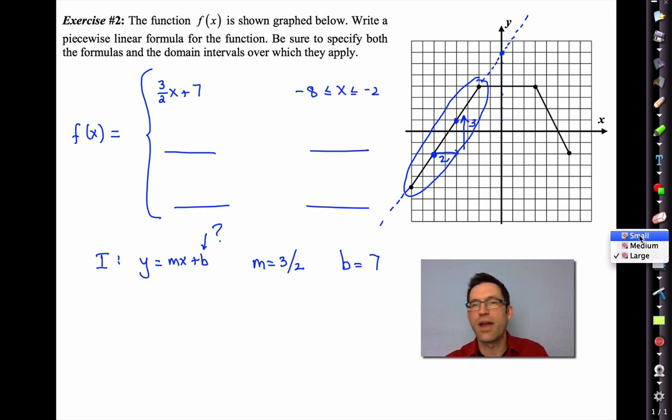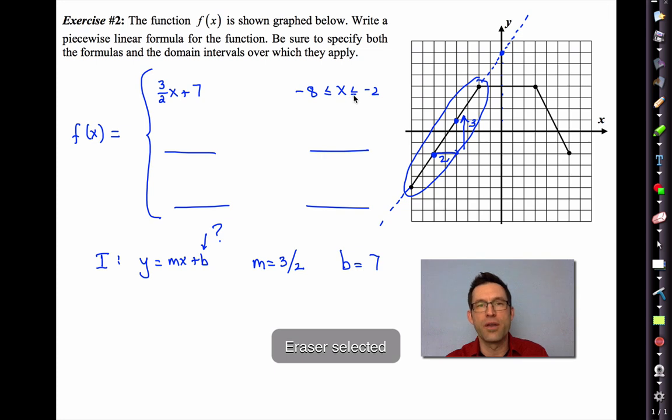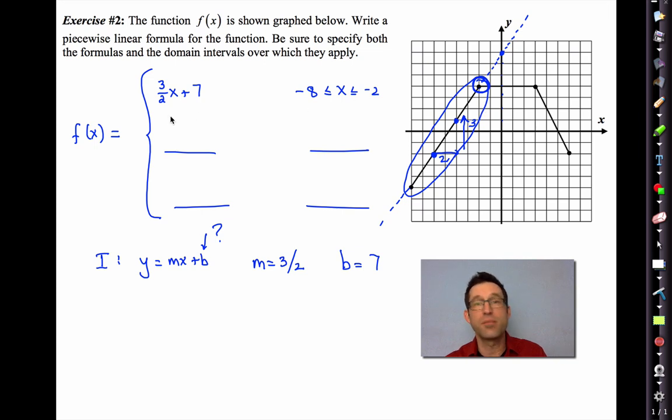Now, it'd be fair to ask right now, why did I put the equality there? Why didn't I leave it off? Well, notice this is a filled-in circle, right? It's not an open circle there. It's filled in, that dot. So certainly that formula does apply when x is -2. You can even check it. Anyhow, I'm going to turn my eraser to being small, and I'm going to get rid of all that writing.